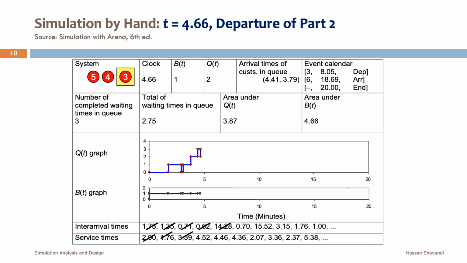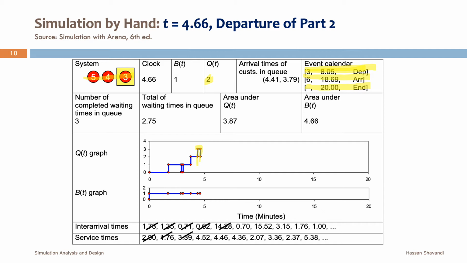Okay, so part 2 departs the system, part 3 goes to the machine, and as you see here, Qt drops from 3 to 2. Okay, and this is our updated FEL at this time. The time is 4.66. So the next event again will be a departure at time 8.05. So as you see here, there will be no change from time 4.66 to 8.05, and at 8.05 we will have a departure event.